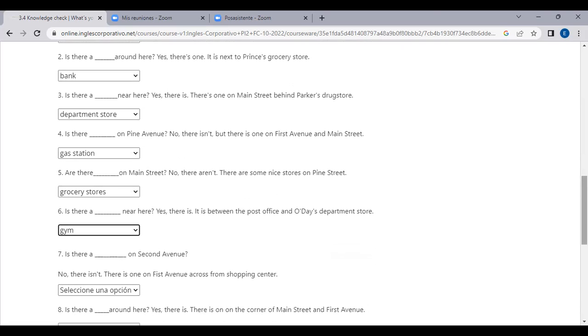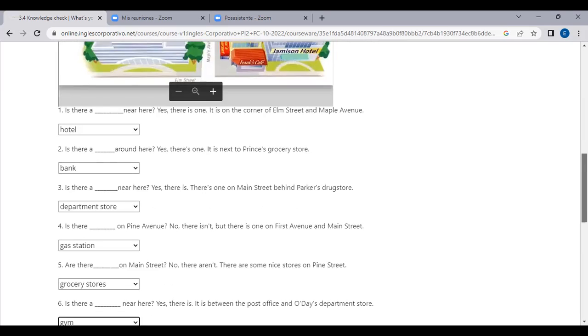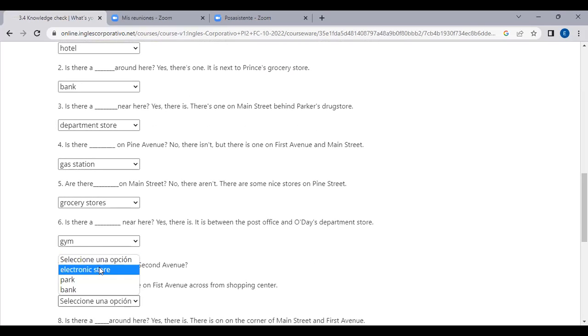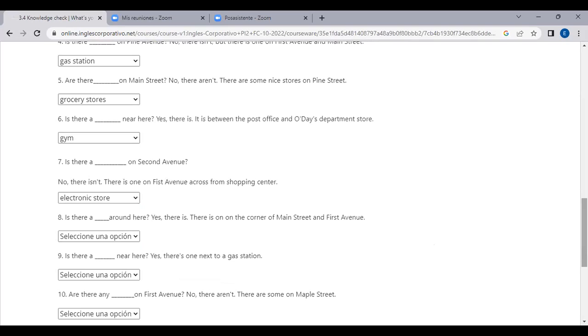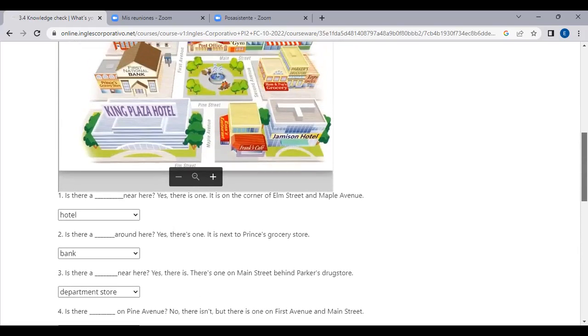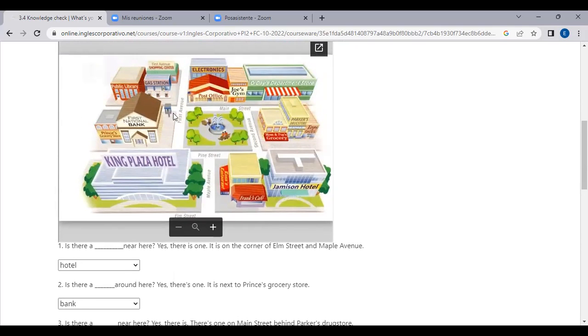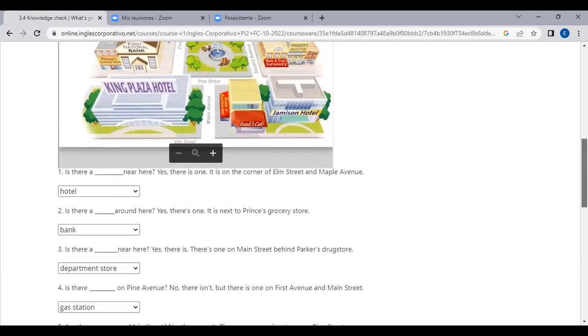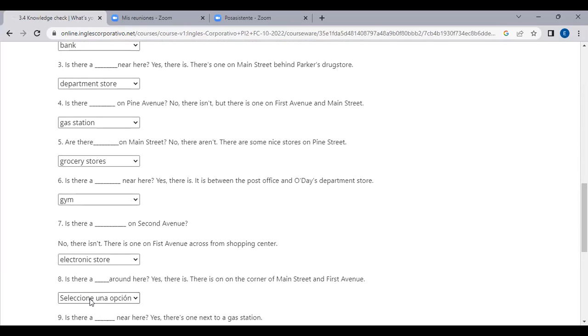Number seven, is there a store on Second Avenue? No, there isn't. There is one on First Avenue across from the shopping center. What is it? Electronics. Let's see, what is the electronics store? Yeah, we are almost done with this. Number eight, is there one around here? Yes, there is. There is one on the corner of Main Street and First Avenue. What is on Main Street and First Avenue? The telephone. Okay, the pay telephone, or payphone. It says payphone.